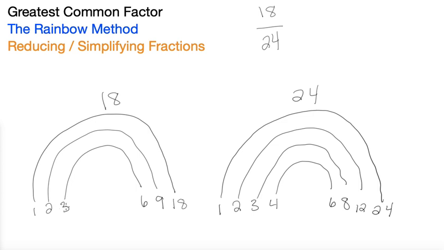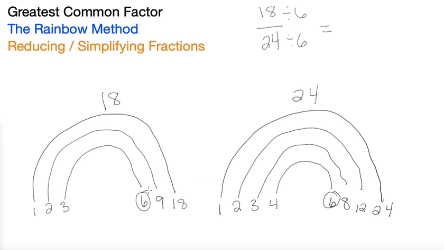So now these two rainbows have a lot of numbers in common. They both have a 2, a 3, a 6, and they do not have a 9 or an 18 in common. So what is the biggest number that they have in common? That would be the 6. What that means is that I can divide both of these numbers by 6 to create a reduced or simplified equivalent fraction.